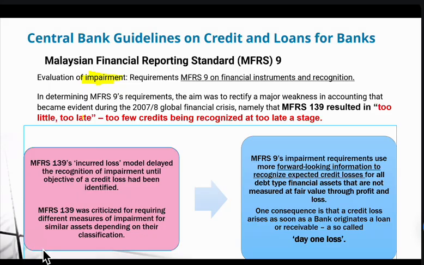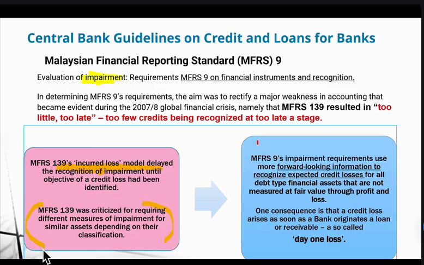So MFRS 9 is an accounting standard that replaced the old MFRS 139, because banks recognized losses too little, too late. The old one was based on the incurred loss model. They delayed recognition of impairment. There was a lot of criticism of how they required impairments for similar assets depending on classifications. So now MFRS 9 uses more forward-looking information to recognize expected credit loss. That's the keyword, expected credit loss.